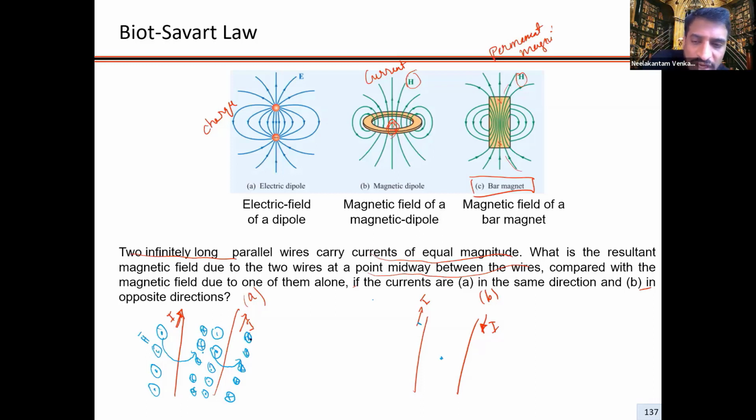Since the direction of the two currents is the same and the magnitude of the two currents is the same, in the middle they just cancel each other.